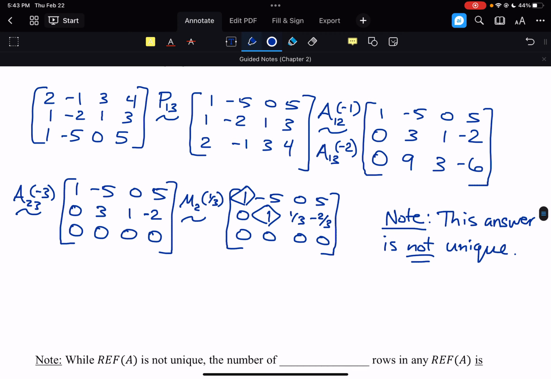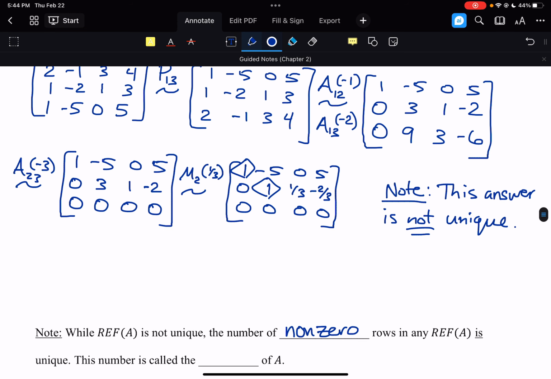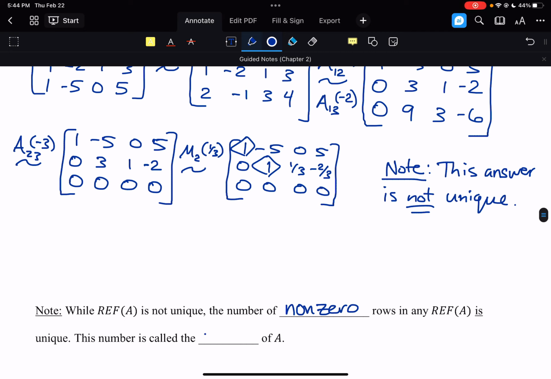Now, while row echelon form is not unique, the number of non-zero rows in row echelon form is unique. So even though we might not have done all the same EROs to get to this last matrix, and we might have different results here, we should both have two non-zero rows in this row echelon form. So two out of our three should be non-zero, regardless of what the actual values are within those rows. So this number that is unique is called the rank of the matrix A.